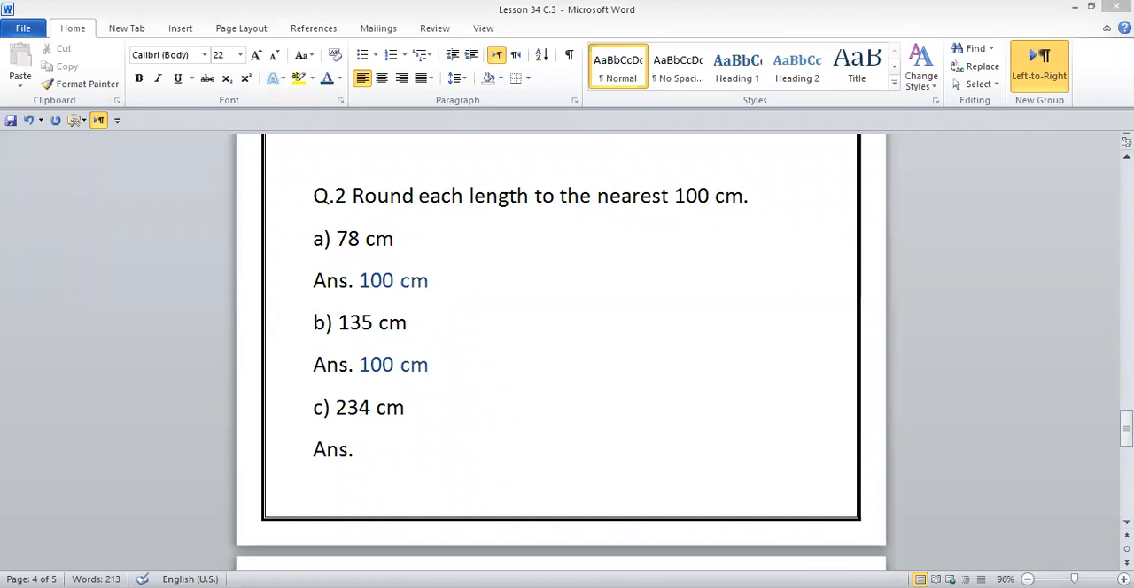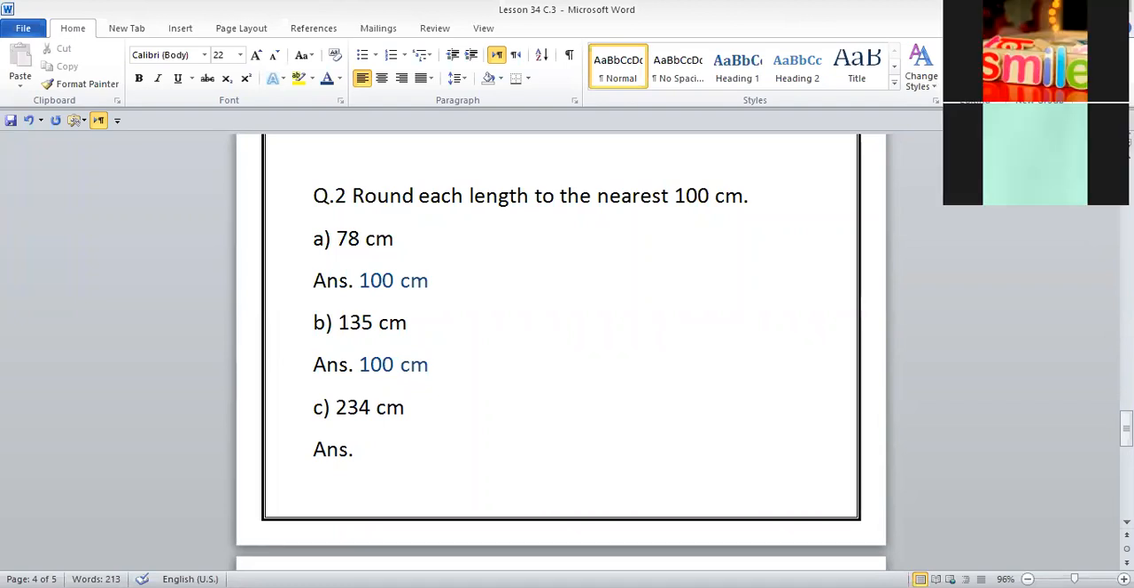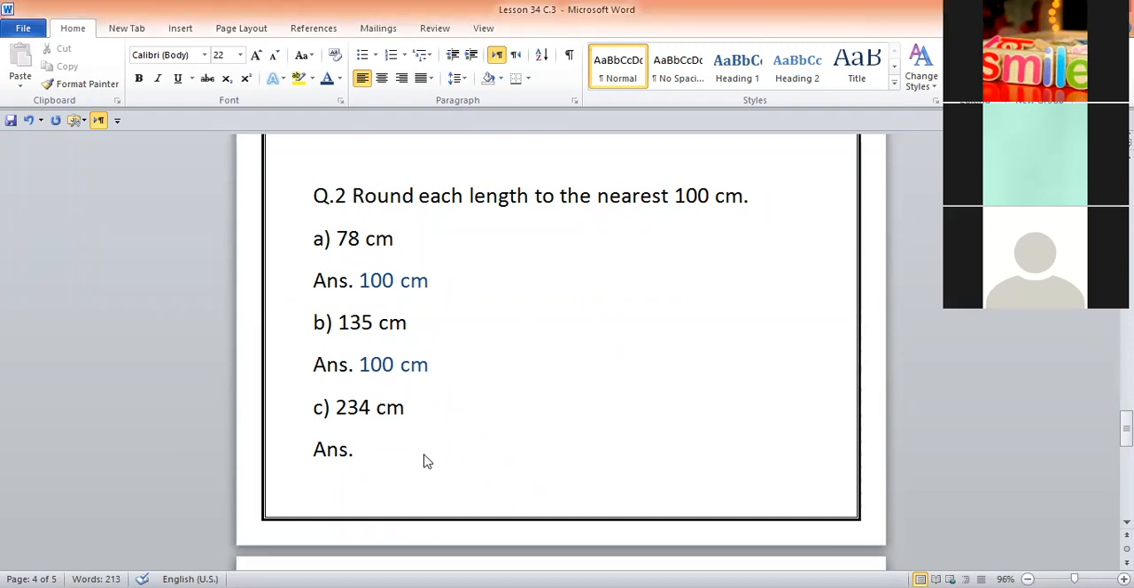For C, Ammar Khalid, Jihad Muhammad, very good. Ahmad Jibrail, Jihad Al Sayyed, very good. Hamza Suleiman, very good. Iyad Khalid, very good. Abdul Ghaffar, very good. Kareem Muhammad, very good. Abdul Hamid, very good. I'm going to open your mic. You will tell me, guys. Yes, guys. Answer. Very good. The answer is 200 centimeter.